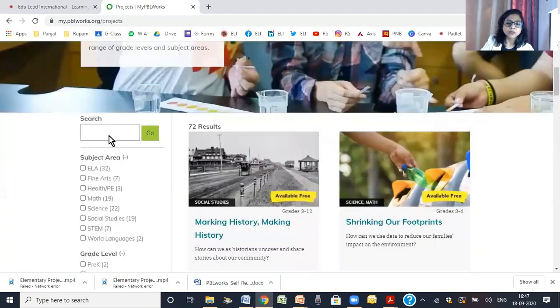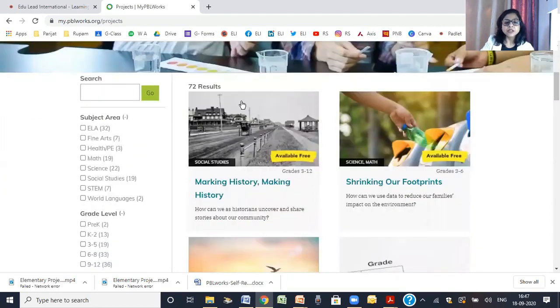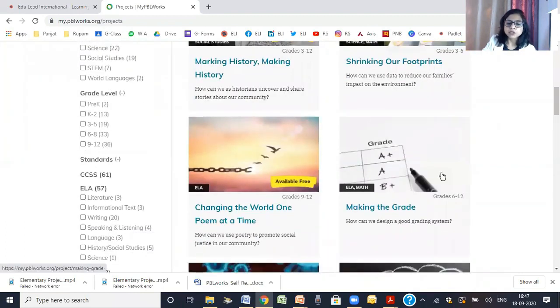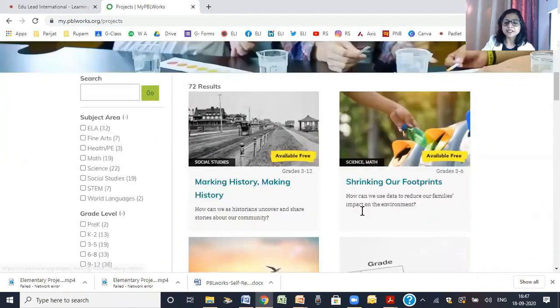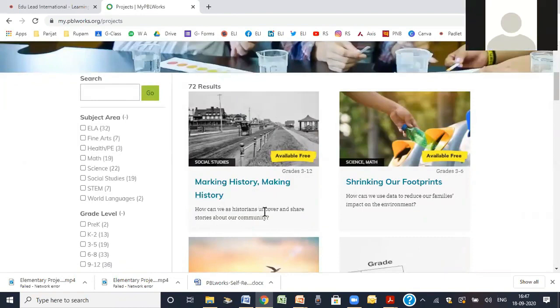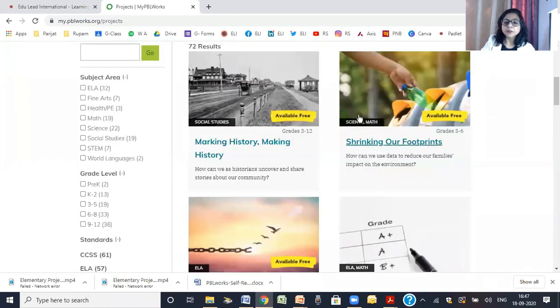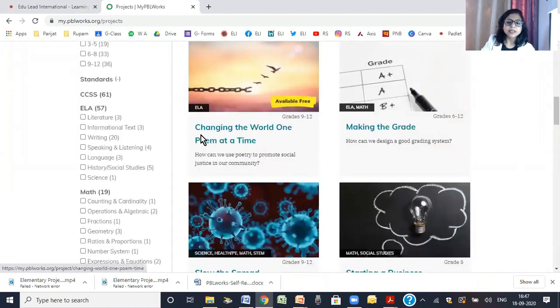You can search out the topics which you want, and as you see over here, Marking History and Making History, right? So this is a social studies project. If you see Shrinking Our Footprints, it's a science and maths project, and so on. It also writes over here what the two things mixed together are, like maths and English, Making Your Own Grade. How to do? So the question is written over here, right in the beginning. How can we as historians uncover and share stories about our community?